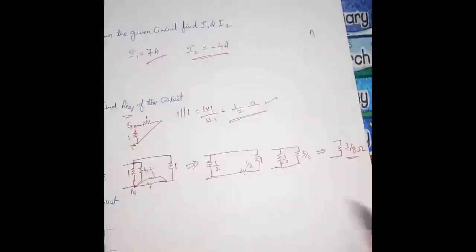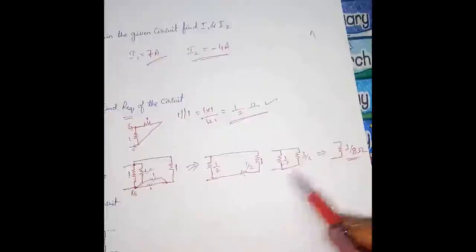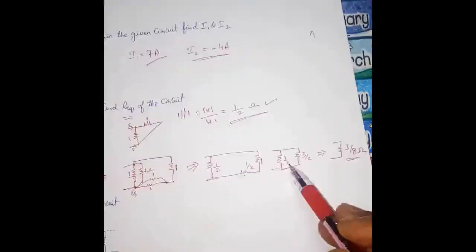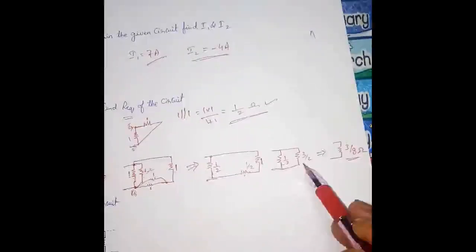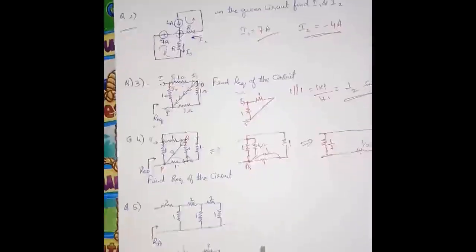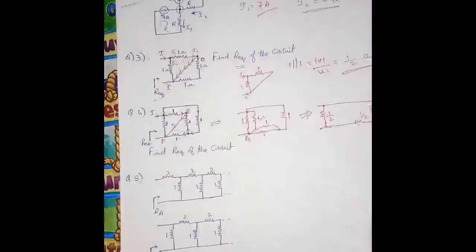I hope it's clear. I have written it here. So this is 1 by 2 and 1 in series. When we add it, it will become 3 by 2, and that is in parallel with 1 by 2. When we simplify this, we get the result as 3 by 8 ohms. That is the answer for question number 4. Now let's go for question number 5.